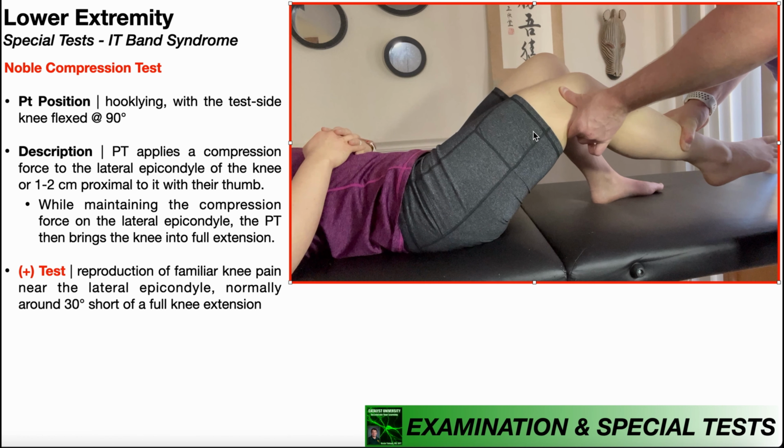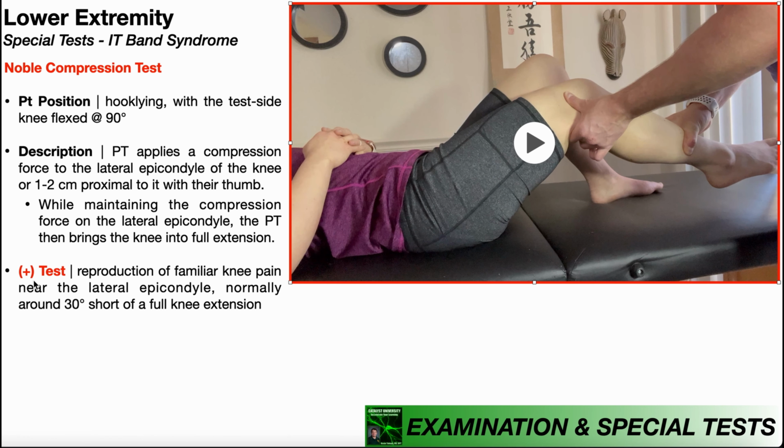Now, what constitutes a positive test? A positive Noble compression test is indicated by the reproduction of familiar lateral knee pain near the lateral epicondyle, or at least in the area of the distal IT band, normally around 30 degrees short of full knee extension. So here I am on the right side, 30 degrees short of knee extension. This is around where I would expect the patient to report pain if this test was going to be positive. And if it's positive, that's theoretically a good indicator that the patient has IT band syndrome.